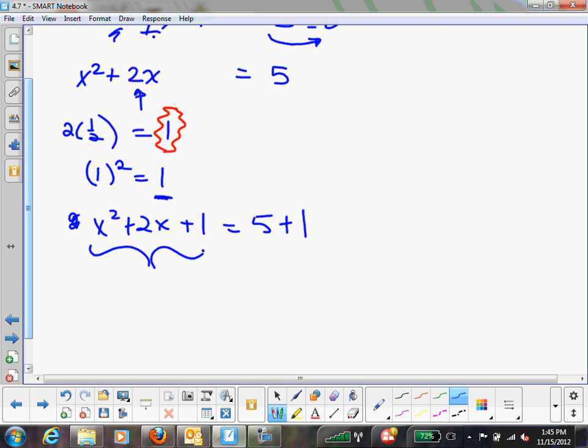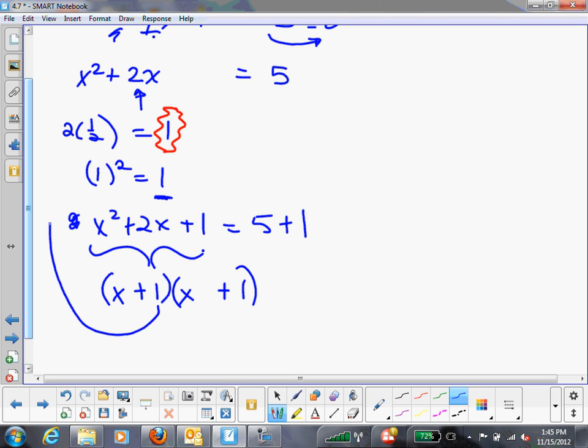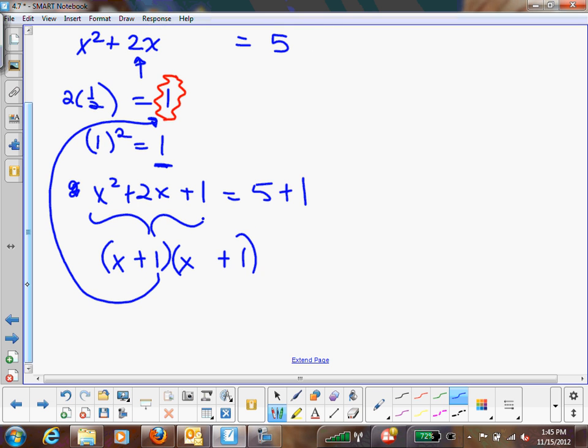What does it factor to? X squared factors to x and x. The 1 factors to 1 and 1. And this value was attained right here. That's where you're always going to go look. What does it equal on the right side? Well, it equals 6. And how do we rewrite this left side? Quantity squared, right?